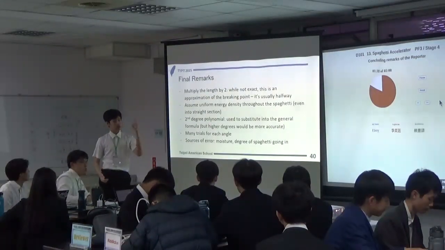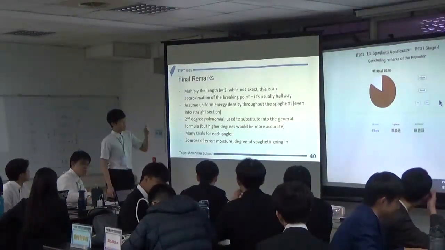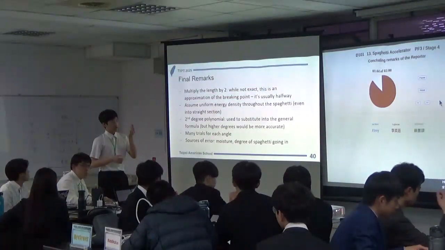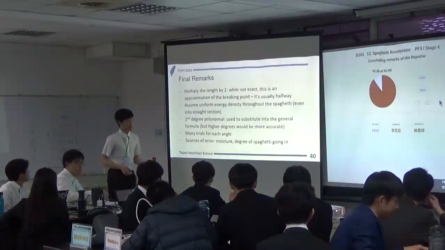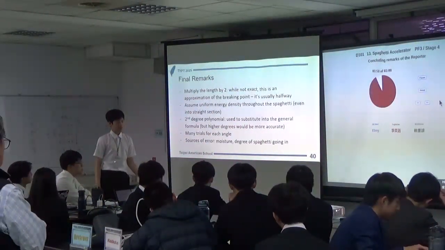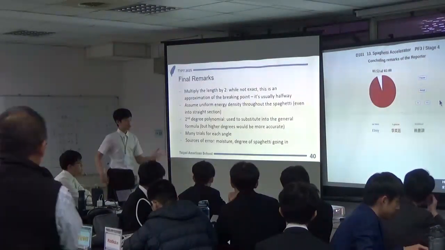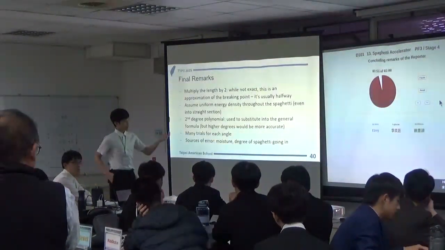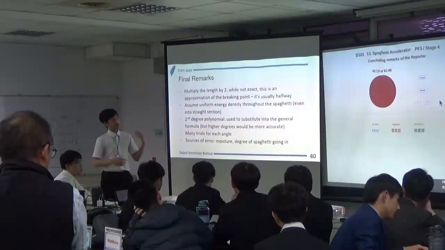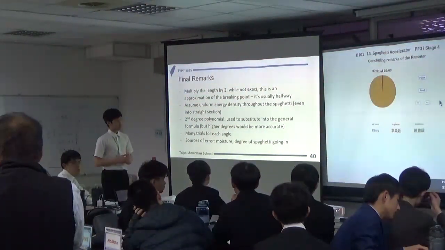So even though there's only 2 angles, we believe that that's still enough to be able to say that a higher angle, like a sharper tube, is going to lead to more energy. And again, we addressed a couple sorts of errors, such as the moisture and the degree of the spaghetti going in. And while we agree that moisture will have an effect, we believe that other factors matter more. And the spaghetti is mounted, so that's not going to change anything.